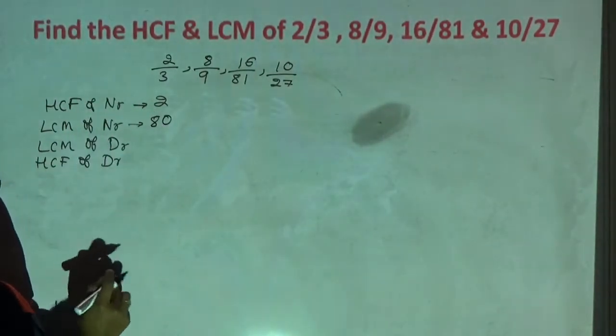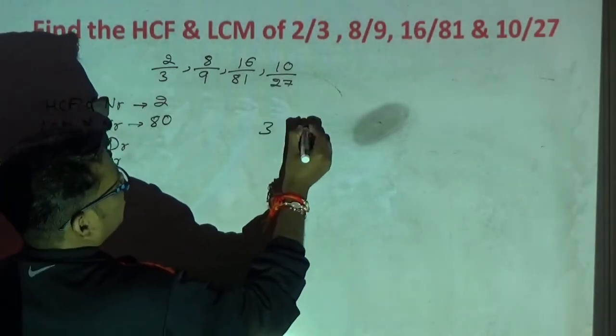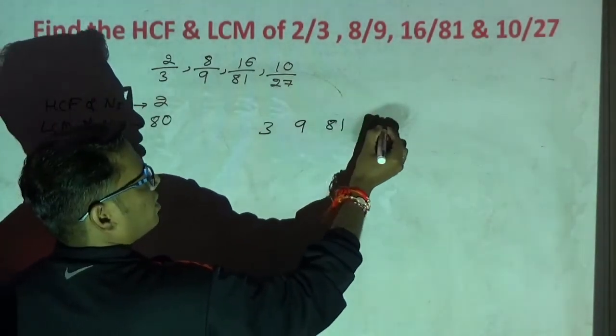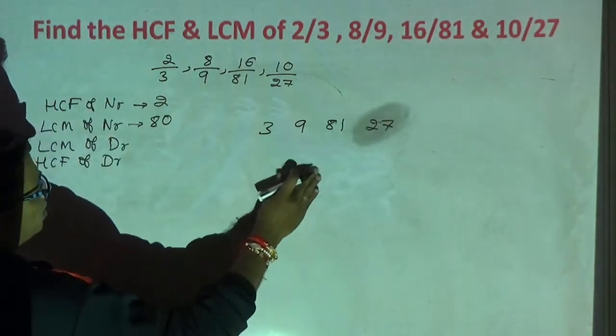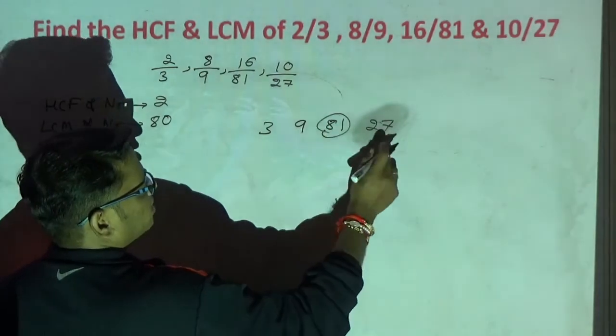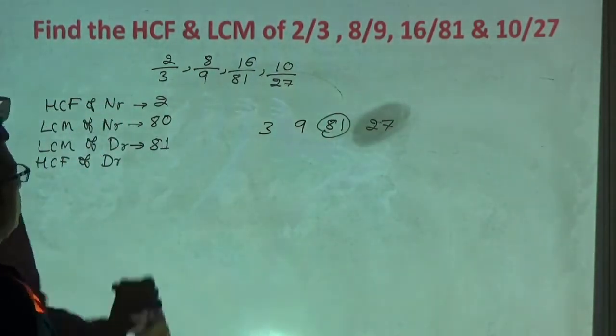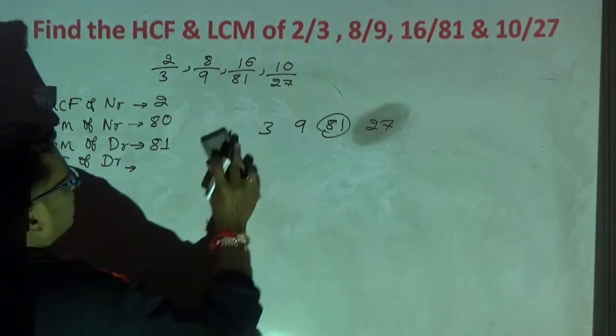Then I need to find the LCM of your denominators, that is 3, 9, 81 and 27. Which is the biggest number among all these? 81. From 3 I can divide, yes. From 9 I can divide. This also divides. So what is the LCM of the denominators? 81. Now let me find the HCF of the denominators.